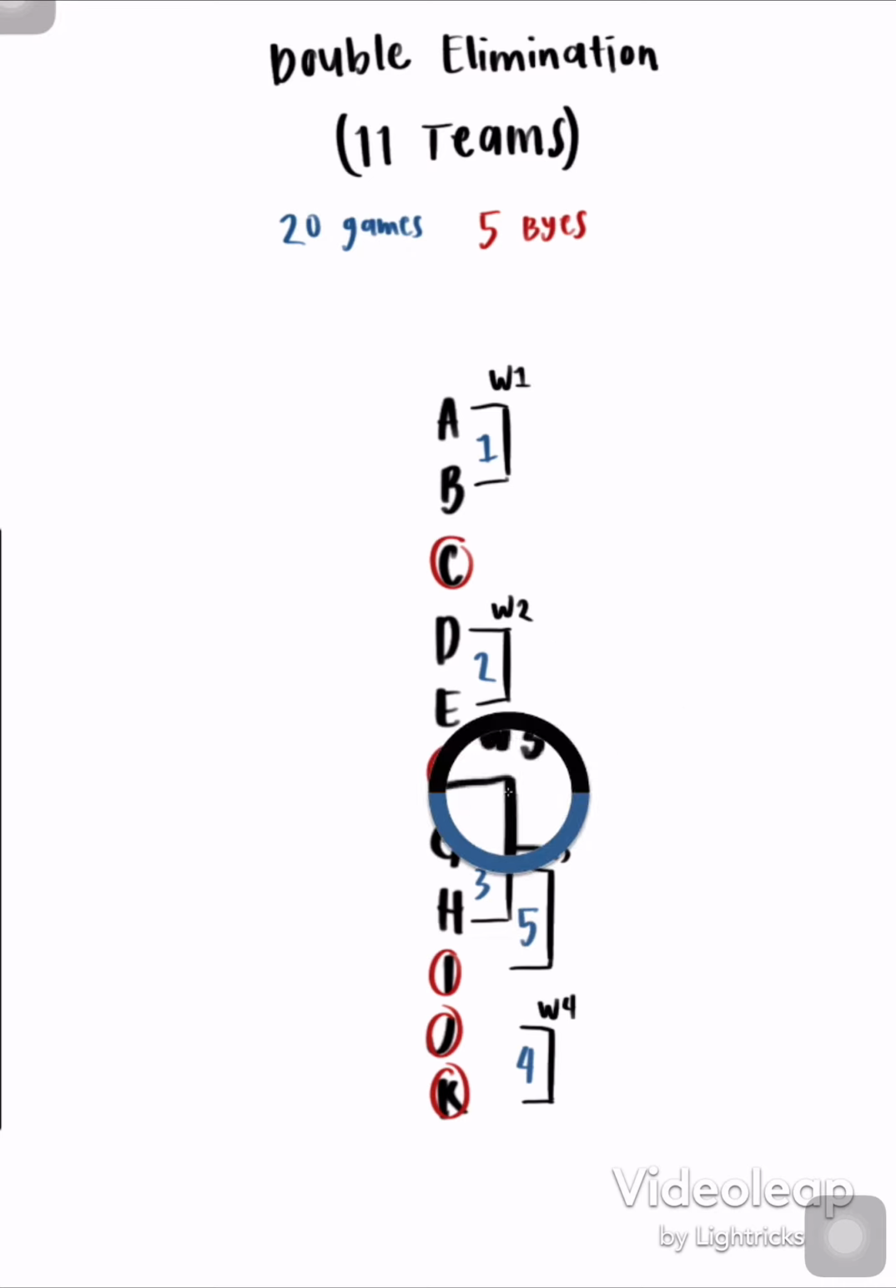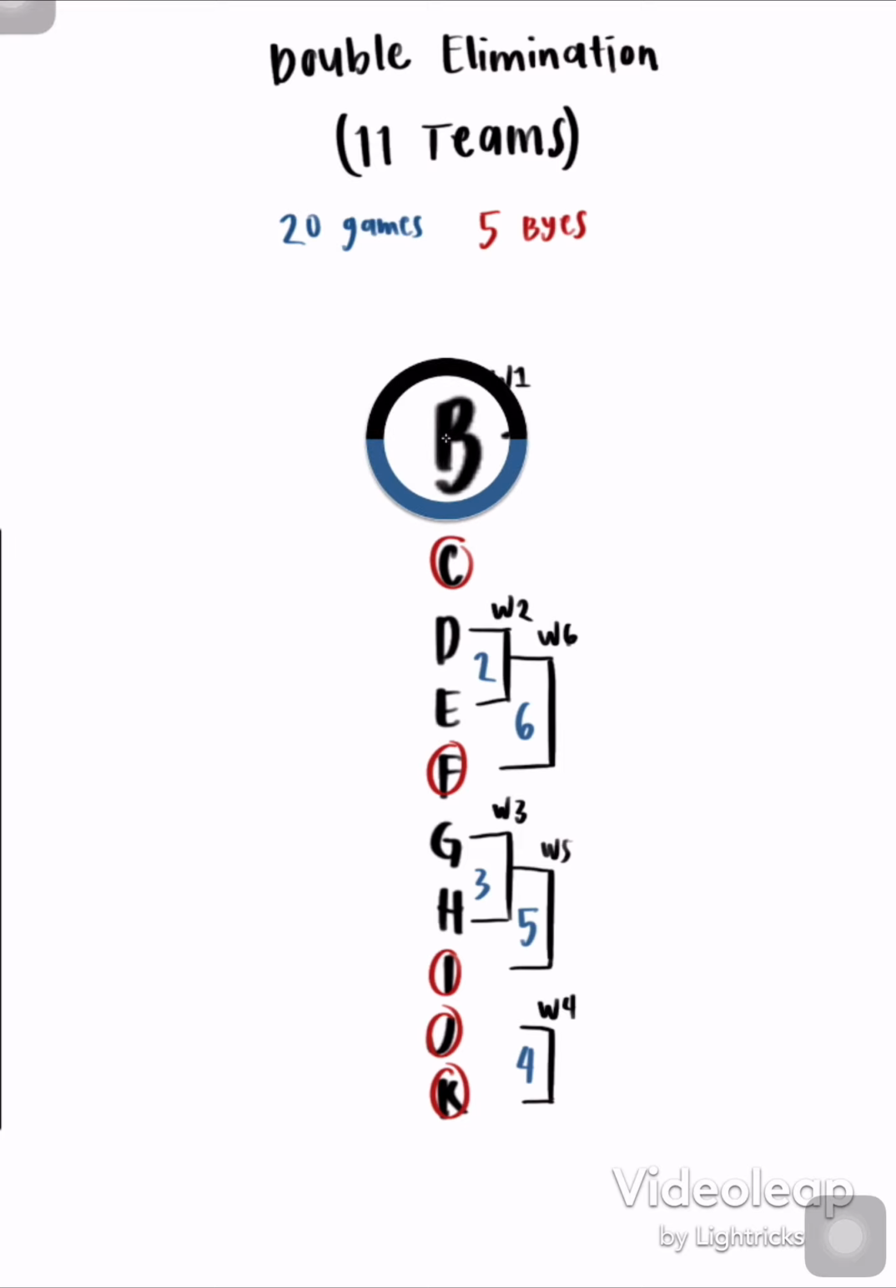Then the same goes over here with F. F is going to be competing with the winner of game 2. So let's do that. There. Winner number 6, and game 6. And then lastly, C is going to be competing with the winner of game 1. And that's game 7.